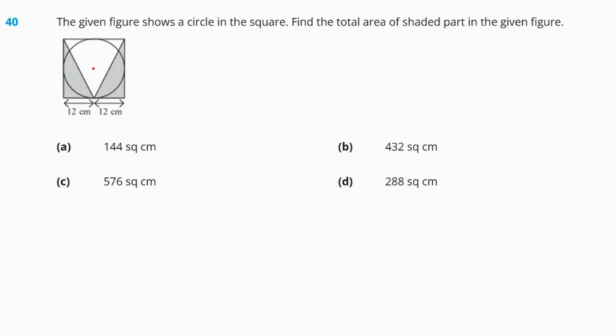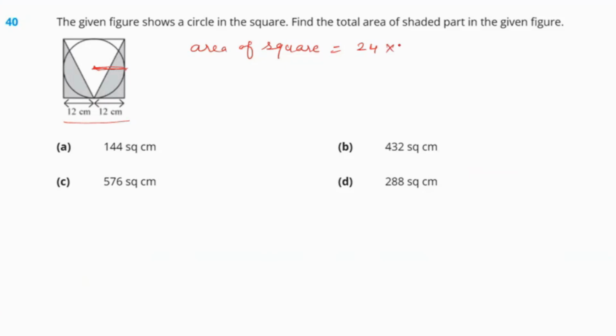And if we are going to figure out the radius, the radius of the circle is half of the side of the square. Okay, and that is 12 centimeters. We need to figure out the total area of the shaded part in the given figure. So first we need to figure out the area of the square over here. For finding the area of the square, we need the side of the square, which is 12 plus 12, 24.